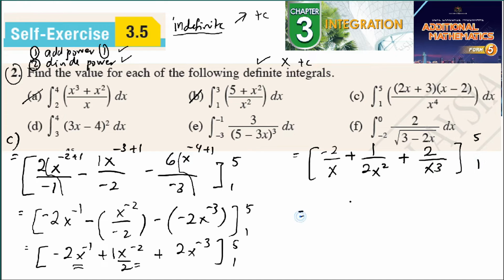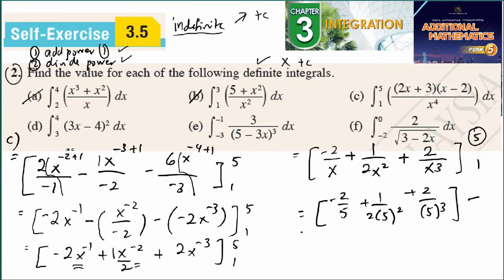Now you can substitute. So how to substitute? First you substitute everything here, x with 5, and then you minus, you substitute everything with 1. So 5 first. So here negative 2 over 5 plus 1 over 2, 5 square plus 2 over 5 cube. So you are done with 5, right? Now you have to minus. Now you substitute with 1. So you substitute x with 1.